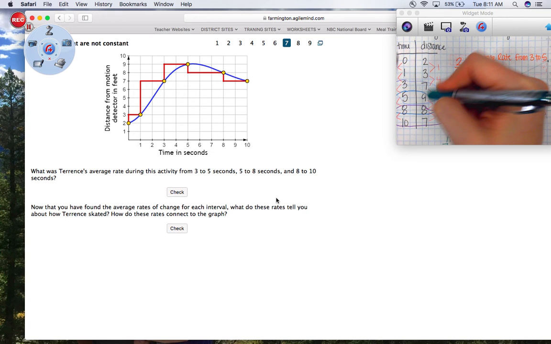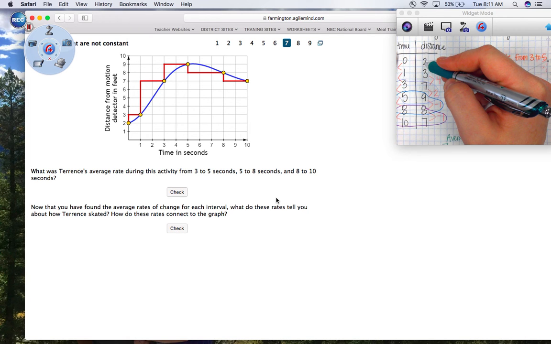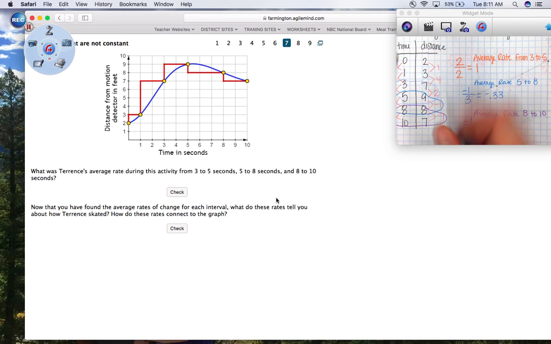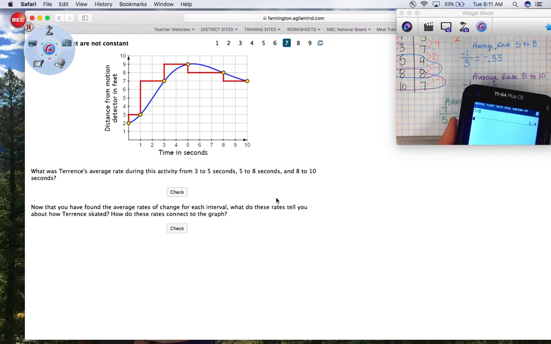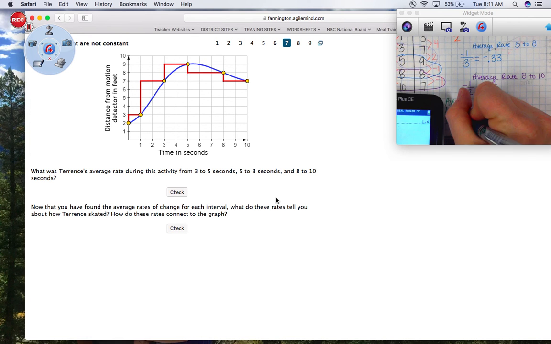So from 2 to 9, it went up 7 feet. And then from 0 to 5, it went up 5. So 7 divided by 5 is 1.4. So that would be the average rate.